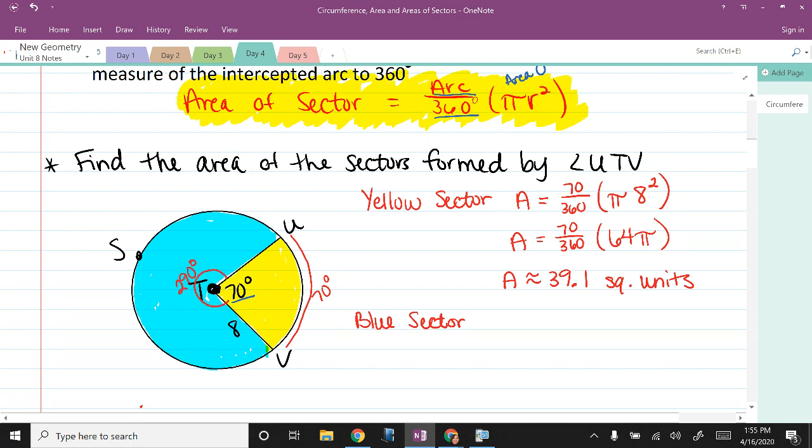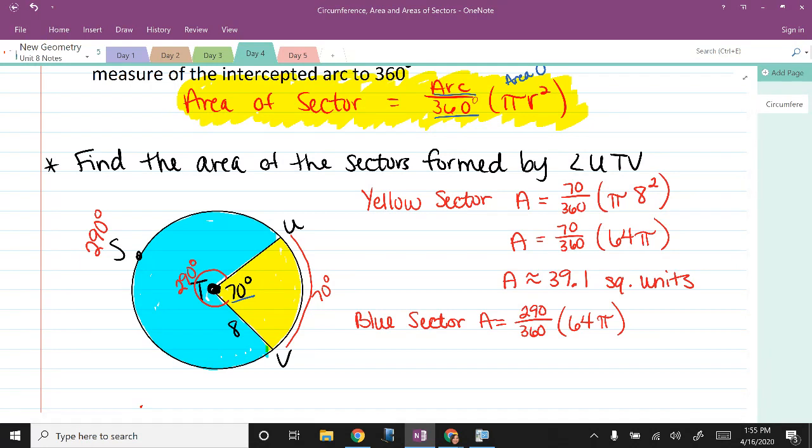Okay, so from here to here is 290 degrees. So that arc measure, that major arc there, is 290 degrees. So you would say area equals 290 over 360 times, you can just go ahead and say 64 pi because the radius hasn't changed. So I'm just going to use my calculator. 290 divided by 360 times 64 pi. I'm getting that's approximately 162.0 square units.